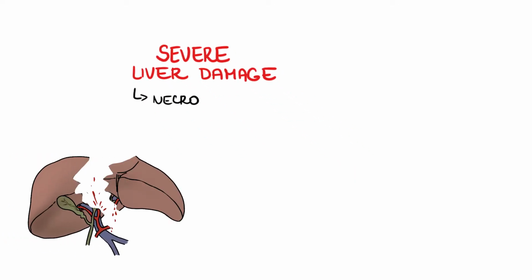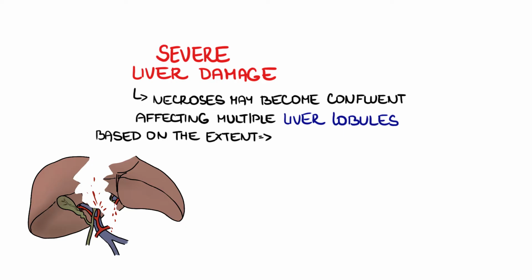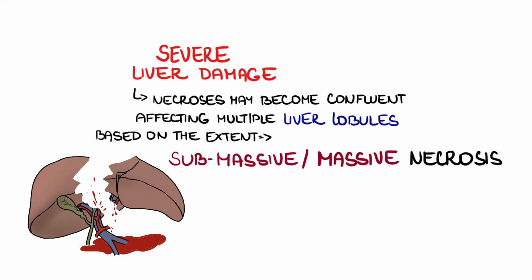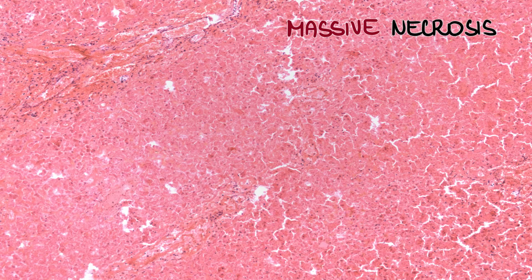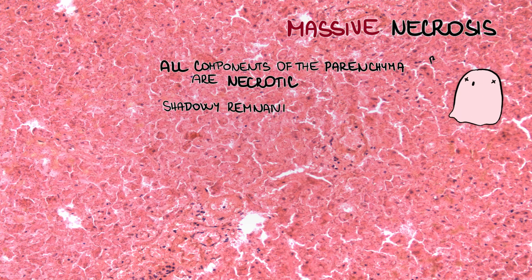In case of severe liver damage, necrosis may become confluent, affecting multiple liver lobules. Based on the extent, we use the terms submassive and massive liver necrosis. In the picture, we can see a massive necrosis of liver tissue. All components of the parenchyma are necrotic, and we can appreciate only shadowy remnants of the cells.